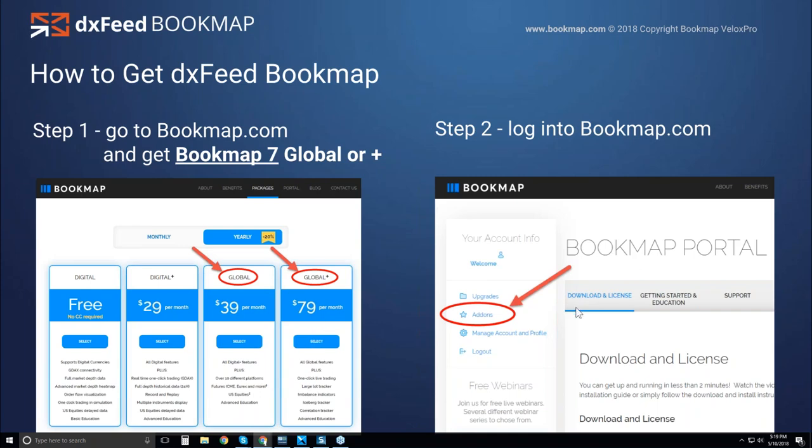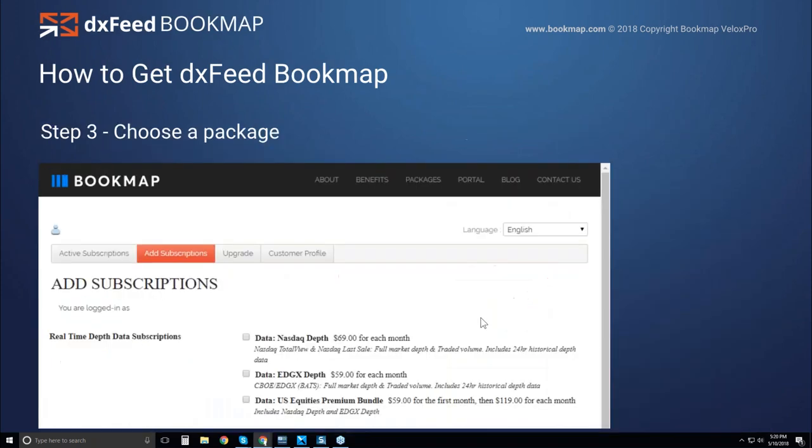So after purchase, log back into Bookmap. This is step two. Log back into Bookmap and then click on this link here, add-ons. Once you do that, you go to the third and final step here, choose the package that you want. So here's the updated pricing. You can see that you have NASDAQ depth here for $69. You can choose that if you like, or you can choose EdgeX if you like for $59 a month, or you can choose the bundle here for both of them together, $59 for the first month, and then the second month onward, $119.